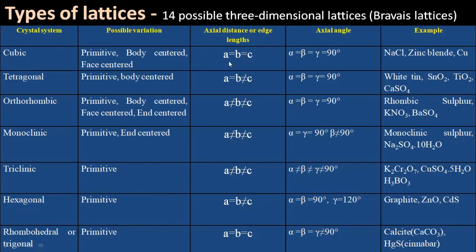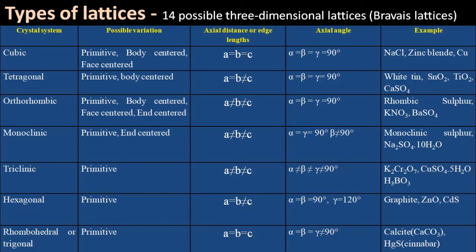The first one: A equal to B equal to C. The last one is also A equal to B equal to C. The second one: A equal to B, not equal to C. The last but one is also A equal to B, not equal to C. And in between, it is A not equal to B, not equal to C, all three. And in angles, the first three have alpha equal to beta equal to gamma equal to 90 degree. The fourth one will have alpha and gamma equal to 90, and beta not equal to 90. Triclinic: nothing is equal to 90 degree, and they are not even equal to each other. The most unsymmetric structure, the triclinic.